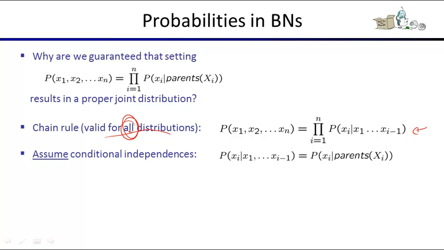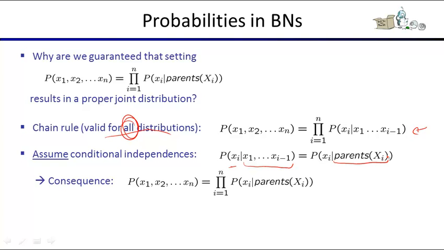Then we assume conditional independence. What do I mean by that? We assume that the conditional of xi, given all preceding variables, is the same as the distribution for xi, given just the parent variables of xi. If we assume that, then we can simplify the expression we had in the chain rule, and we can remove some things from behind the conditioning bars and reduce it to just the parents. And so we get this over here.